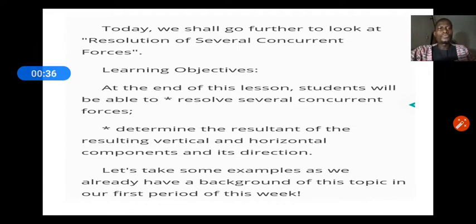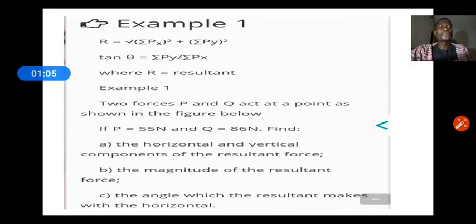But before we do that, let's state our learning objectives. At the end of this lesson, students will be able to resolve several concurrent forces. And secondly, we'll be able to determine resultants of the resulting vertical and horizontal components and its direction. We've laid some foundation in our last class, so let's quickly forge ahead to the first example.